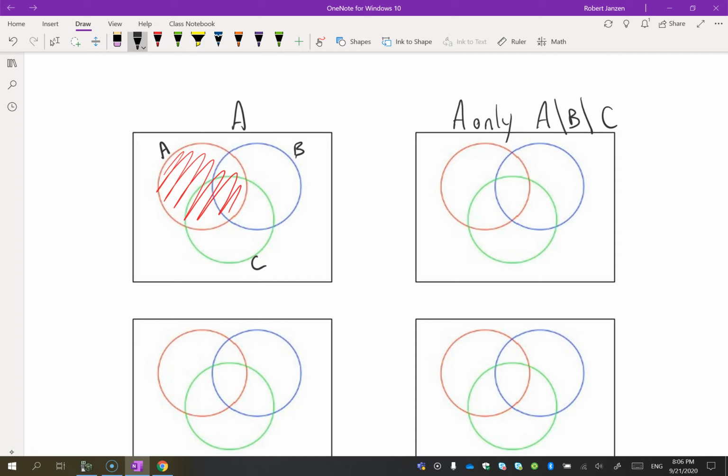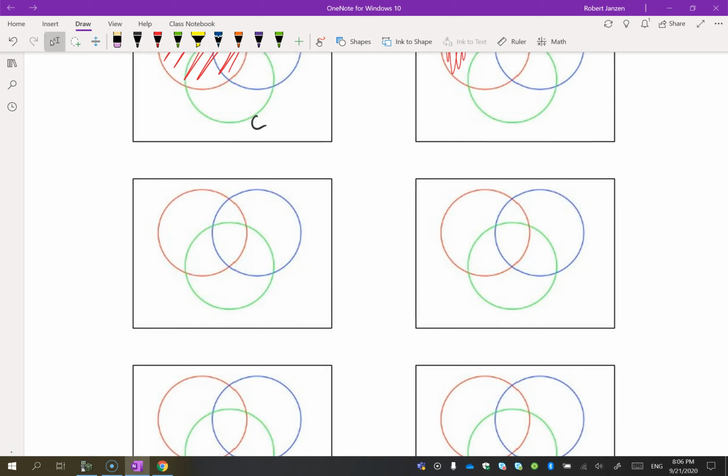Where is that going to be? Okay, that's going to be in here. Can you shade this one? What is that? A union B. What's union mean? That means A or B. So we're going to do all of A and all of B. So it's anything in one of those two sets.